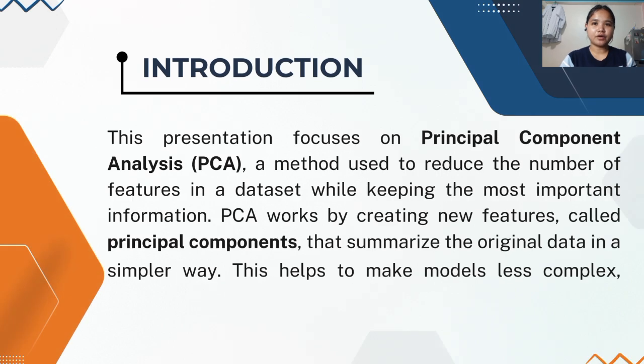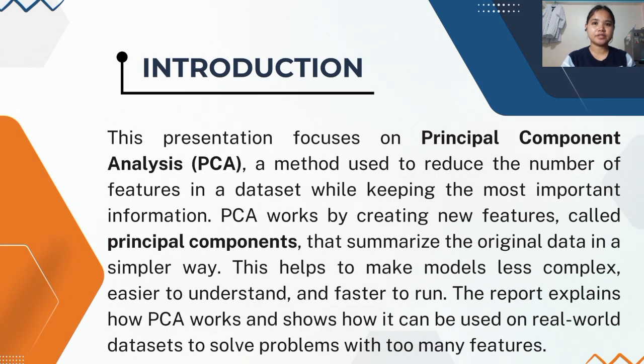So again, this presentation focuses on principal component analysis, which is a method used to reduce the number of features in a dataset while keeping the most important information. PCA works by creating new features, or what we call the principal components. These principal components summarize the original data in a simpler way. This helps to make models less complex, easier to understand, and faster to run. This report explains how PCA works and shows how it can be used in real-world datasets to solve problems with too many features, variables, or dimensions.